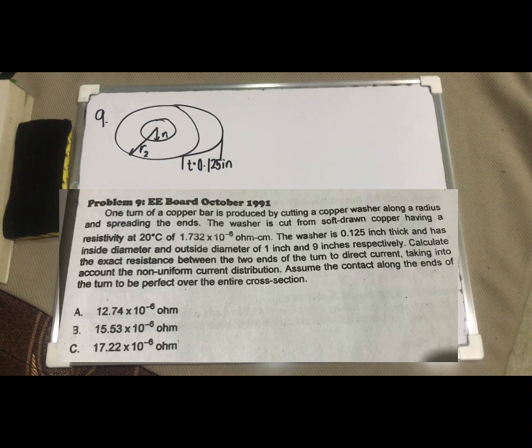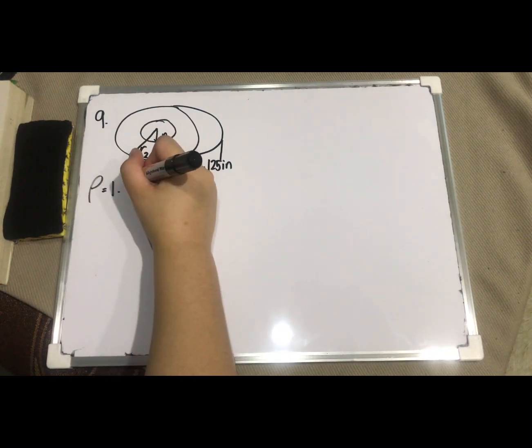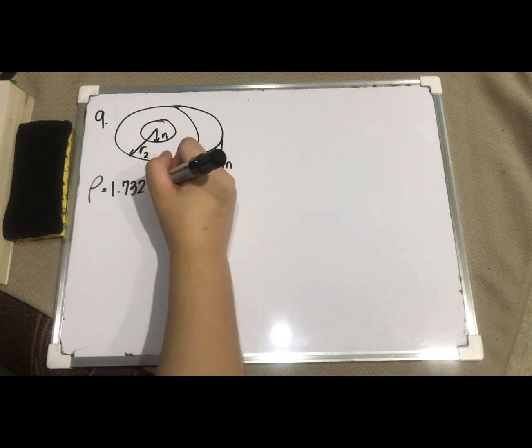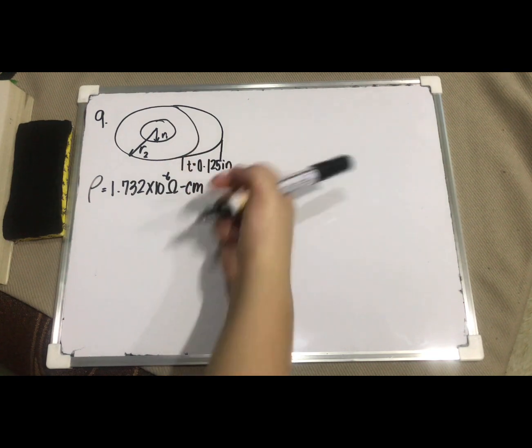Problem number 9. One turn of a copper bar is produced by cutting a copper washer along a radius and spreading the ends. The washer is cut from soft-drawn copper having a resistivity at 20 degrees Celsius of 1.732 times 10 raised to negative 6 ohm cm. So, ang resistivity natin ay 1.732 times 10 raised to negative 6 ohm cm.